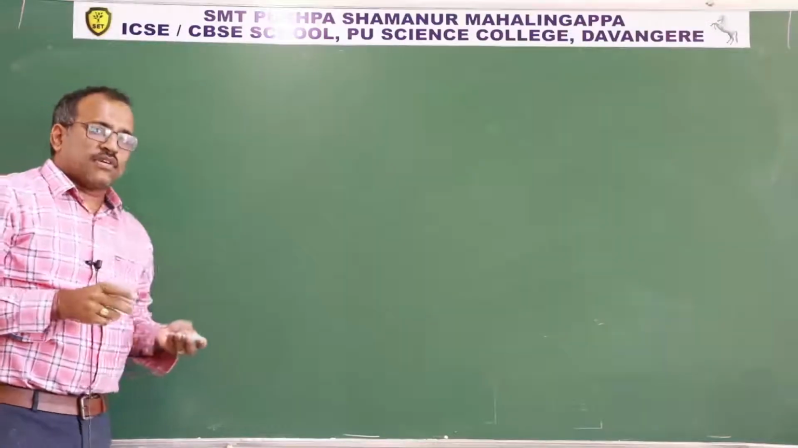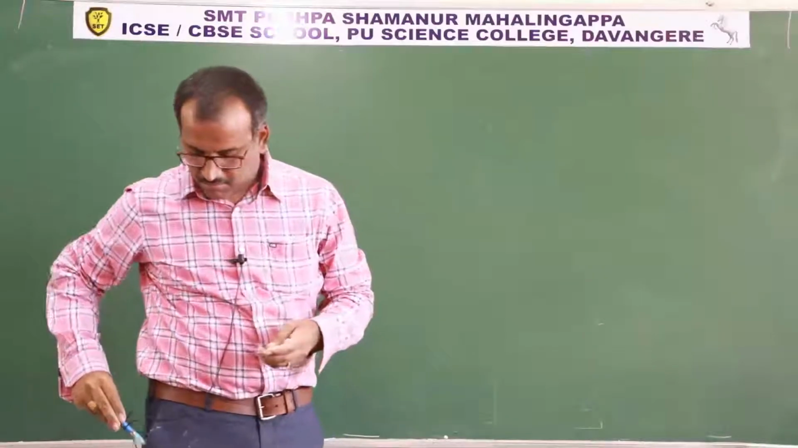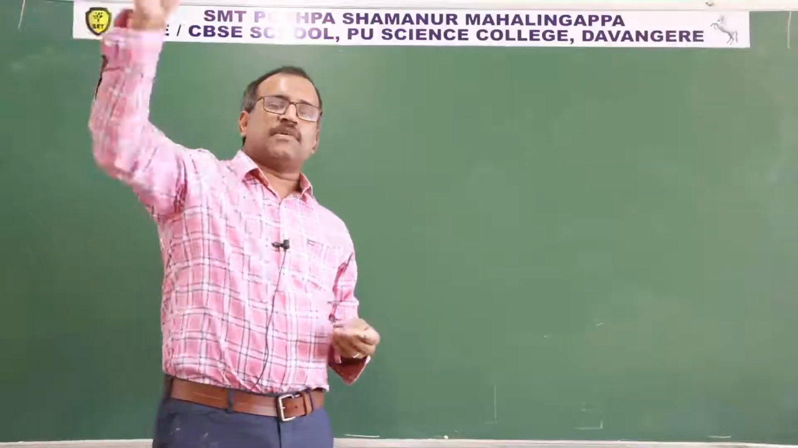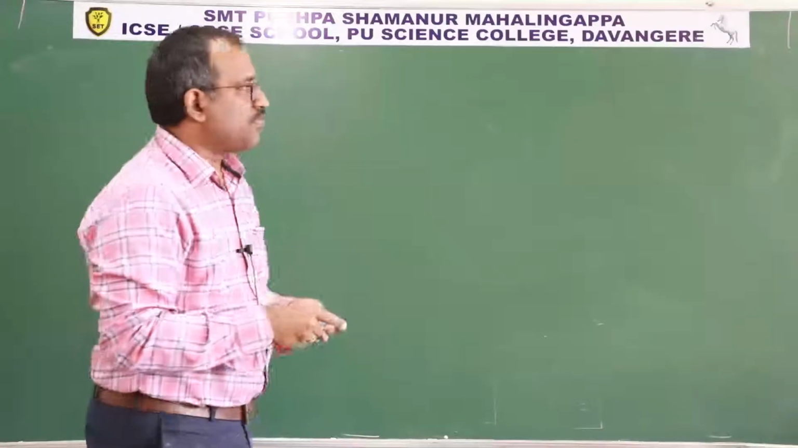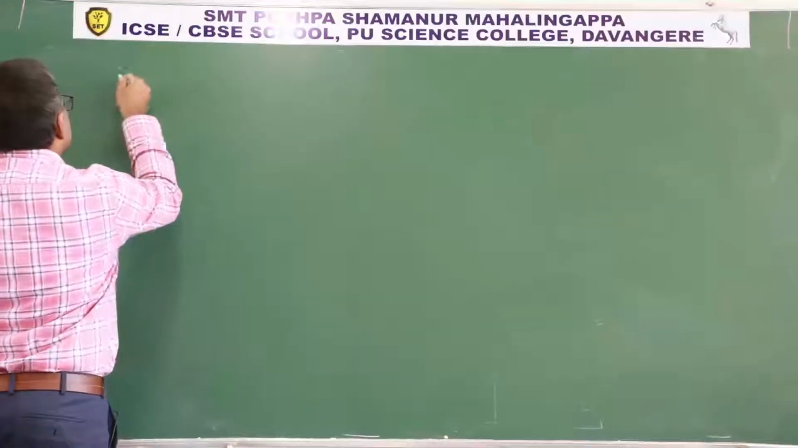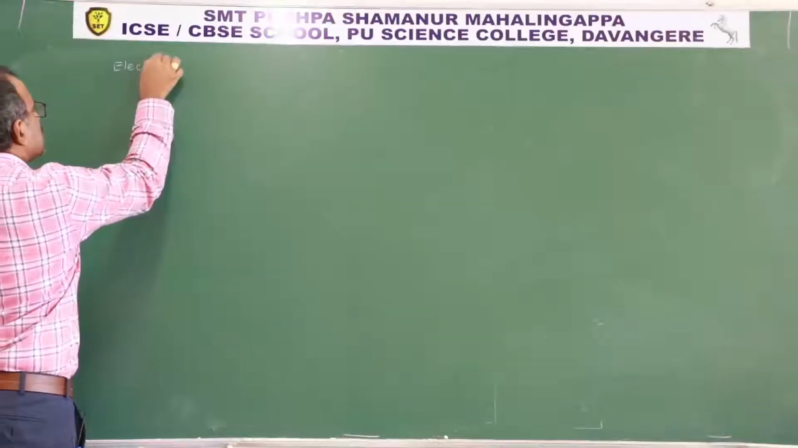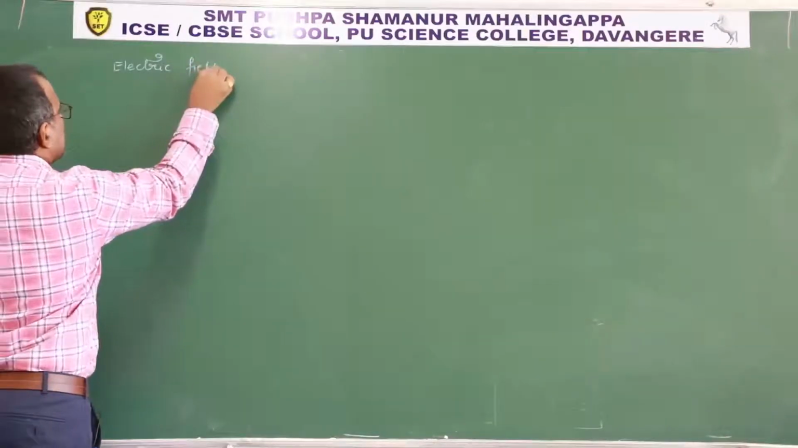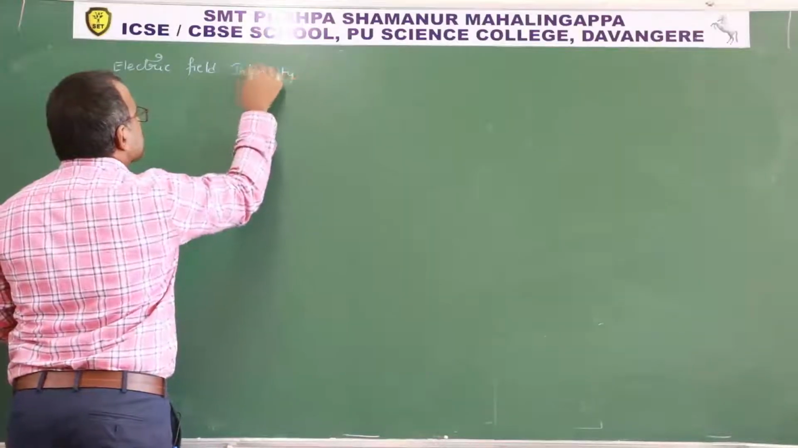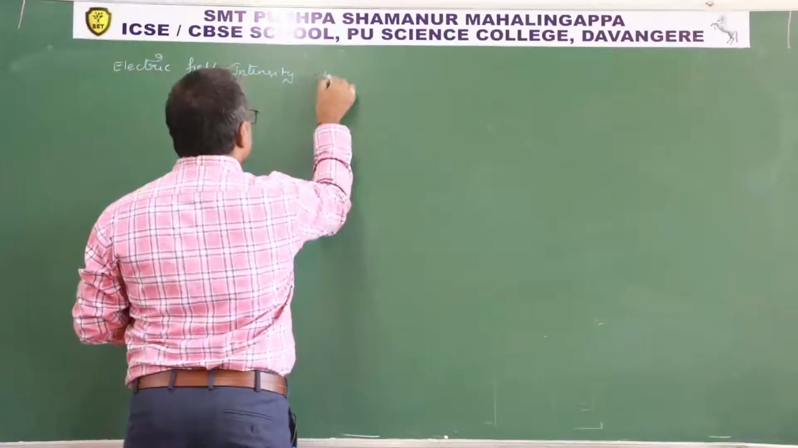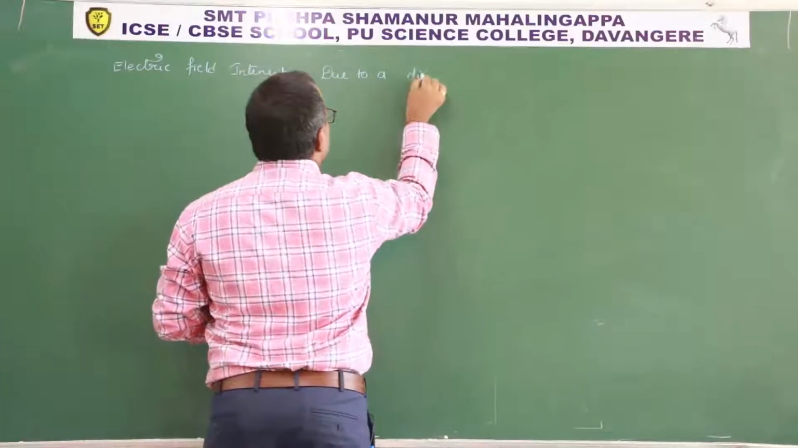So now we are extending the topic. We are extending the topic of electric dipole to find electric field intensity due to a dipole. So please try to understand. So electric field intensity due to a dipole.